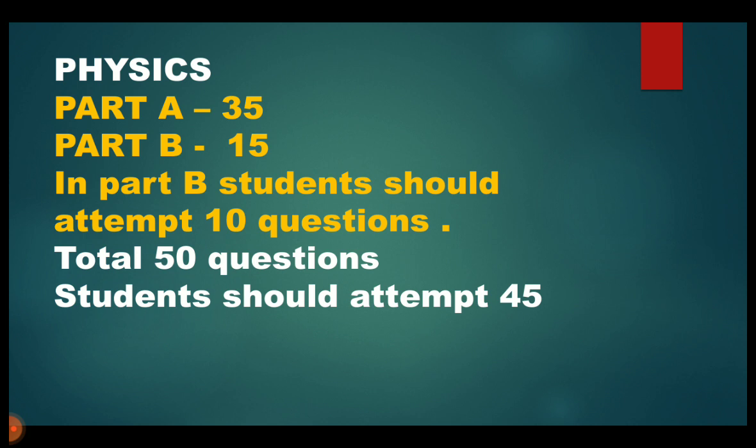In part B, students should attempt 10 questions. Yes, there will be 15 questions. It is the student's choice which questions to answer. It is left to the individual decision of the student. Out of 15 questions, students should attempt 10 questions. Yes, a total of 50 questions are there in the question paper. Overall, students should attempt 45.